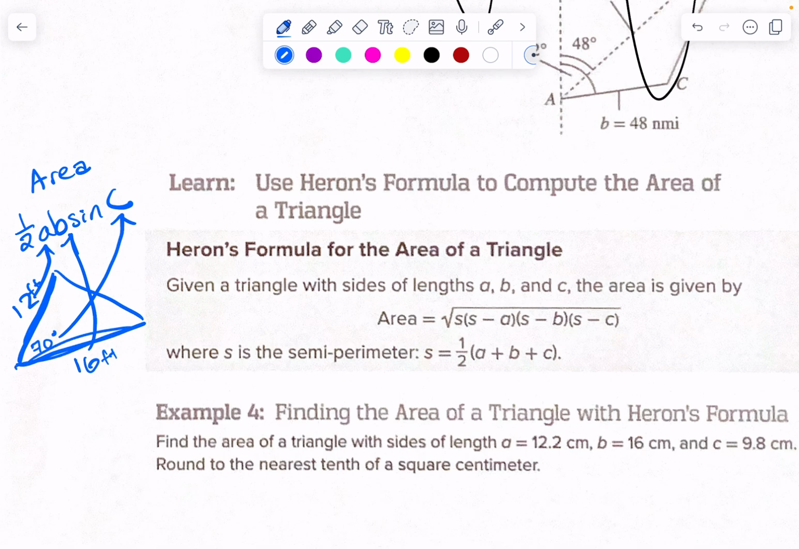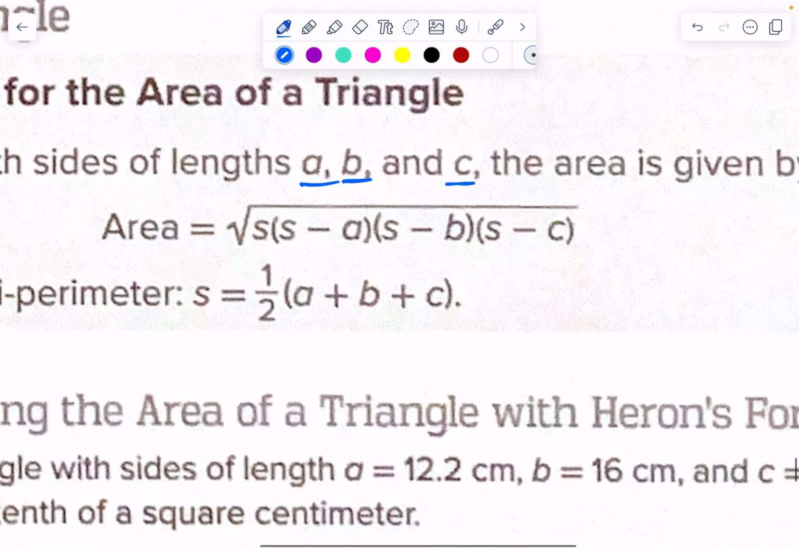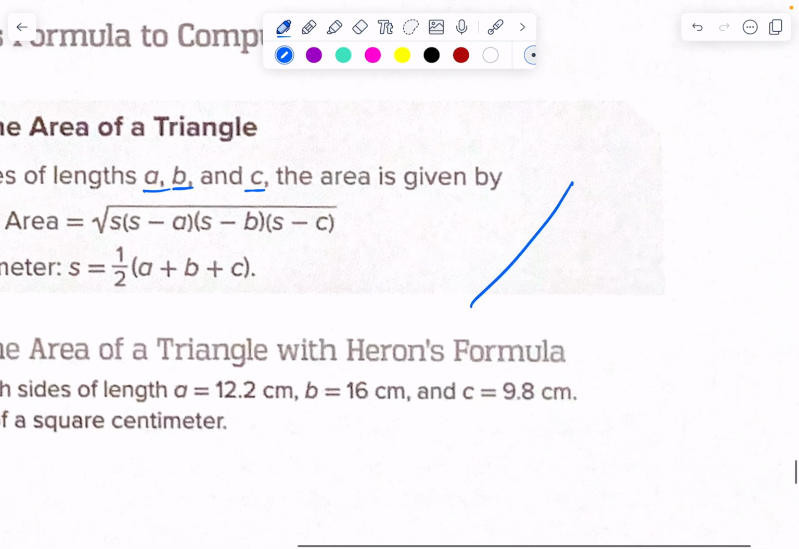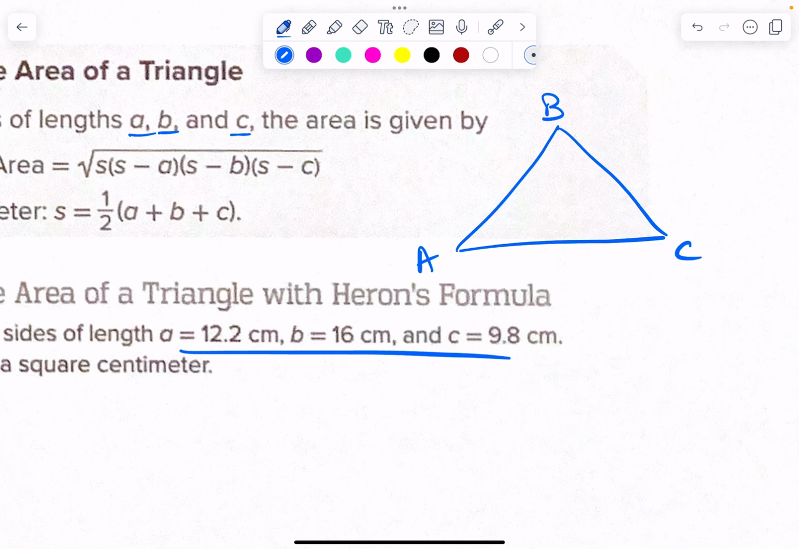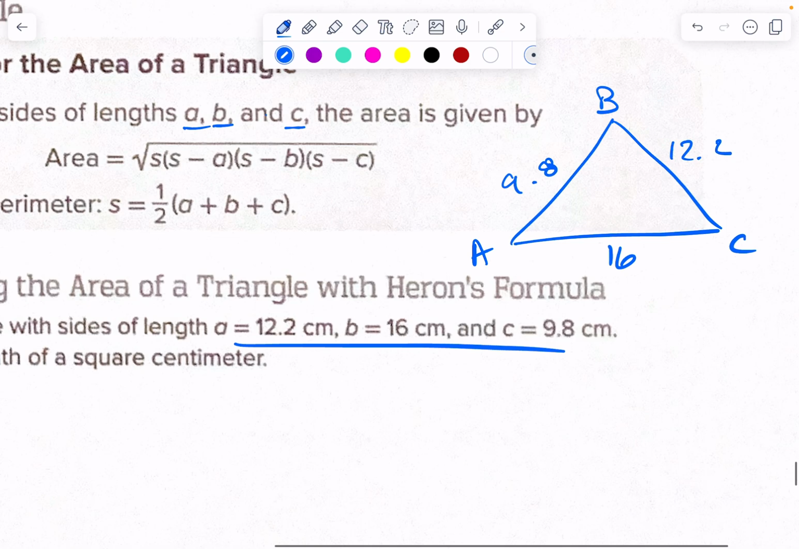Well, how do you find area when you're given 3 sides and no angle, right? Like here, I'm using this diagram right here. Let's say this is capital A, capital B, capital C. Little a is 12.2, little b is 16, little c is 9.8. How do I find the area of that? Okay, and it is using this formula right here.